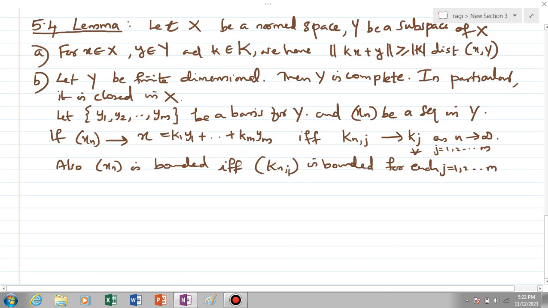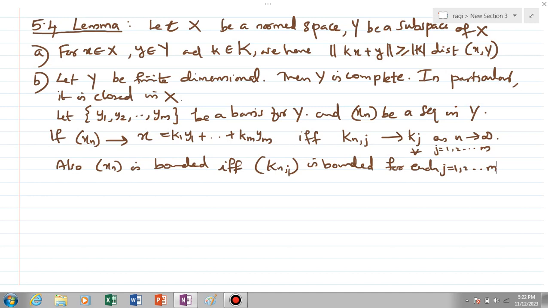Welcome all. Now we are discussing Lemma 5.4. Let X be a normed space and Y be a subspace of X. The first part is: for every x an element of X, y an element of Y and k an element of K, we have the norm of kx + y is greater than or equal to the modulus of k times the distance of x from Y. And the second part is: let Y be finite dimensional, then Y is complete.